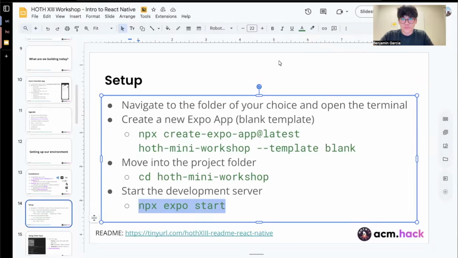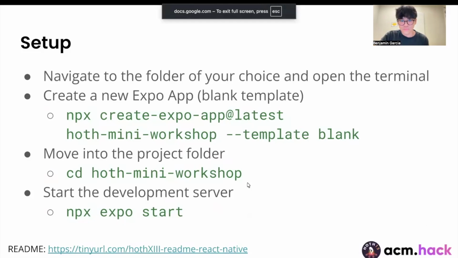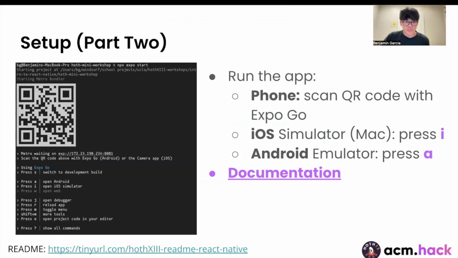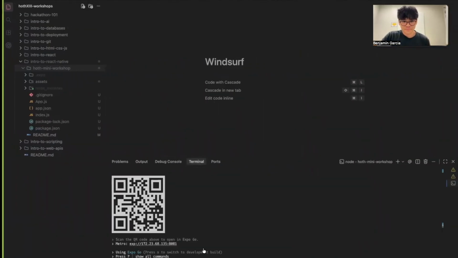Okay, so let's go ahead and go back in here. As you may have seen a little bit over there, it shows these terminal commands to run the app. So say you have Expo, you can just scan the QR code with Expo and it'll run it on your own mobile device. If you want to use an iOS simulator with Mac, you can just press I, and for an Android emulator, press A. Of course, if this isn't enough, I have linked the documentation to show other ways to run the app.